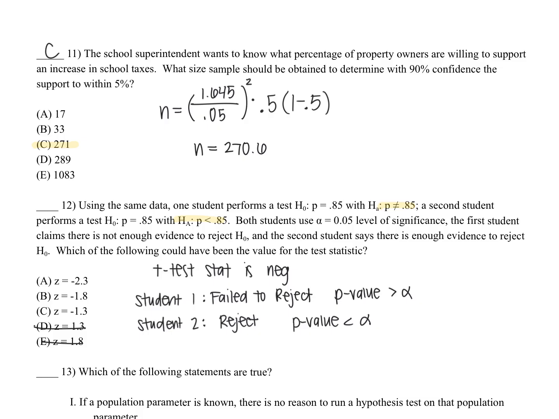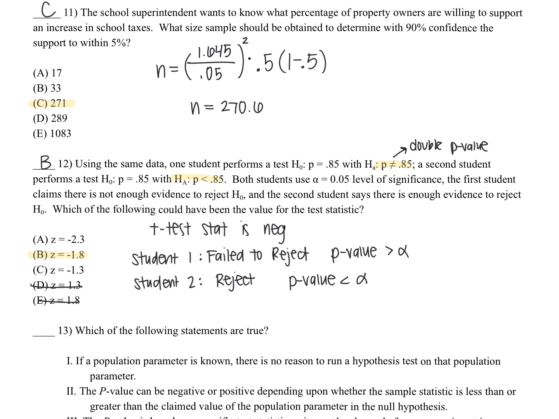The important thing is when you do it for student 1, you do have to double the p-value because the alternative hypothesis is does not equal. So remember, double the p-value. When you do this, you end up with B being the correct answer. If you have a test statistic of negative 1.8, you get fail to reject when it's a does not equal alternative hypothesis, and you reject when it's a less than.